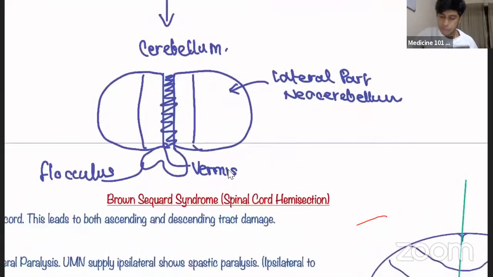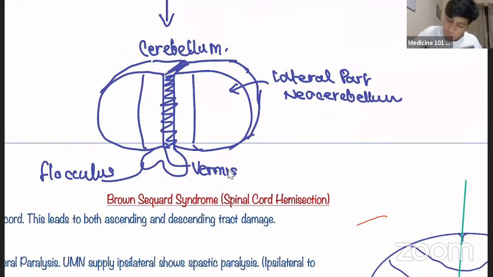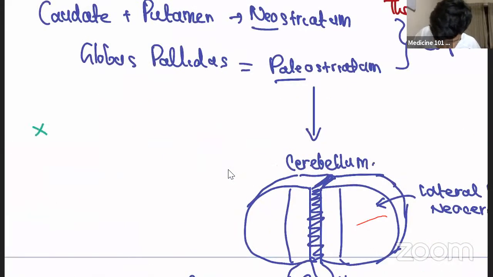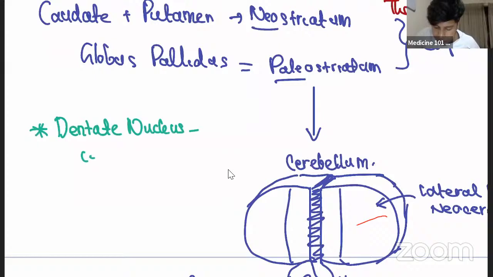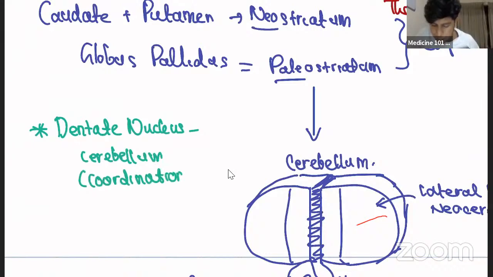Guys, I'm sorry, I need to refer before I tell anything. I have forgotten that part. I need you guys to know one thing. There is a nucleus called the dentate nucleus, which is present in the cerebellum. It is involved in coordination. Dentate means it looks like teeth.